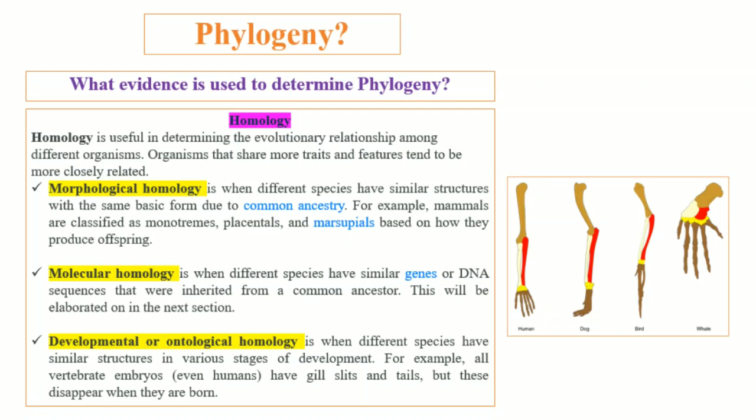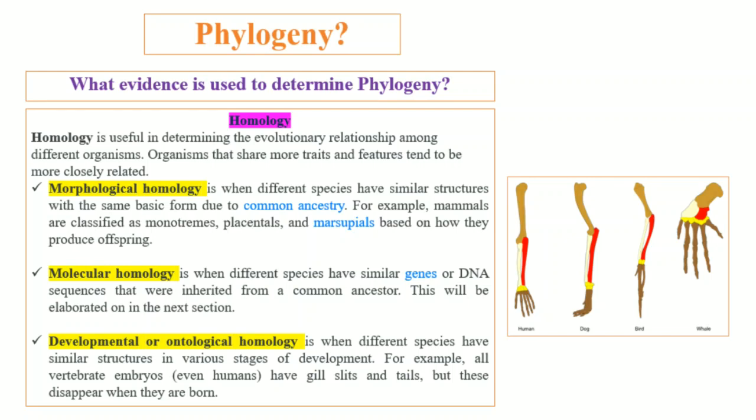Next is homology. Homology is basically the similarity in different physical features or morphology. It is known as homology, and it is useful in determining the evolutionary relationship among different groups of organisms. So it can be divided into different types. So first of all is morphological homology. Morphological homology is basically the similarities that exist in the structures that have the basic form, similarity in the basic form, and it can be used to depict the common ancestry of a group of organisms.